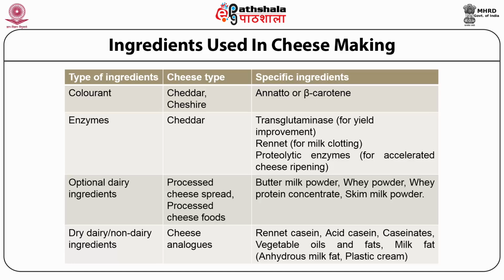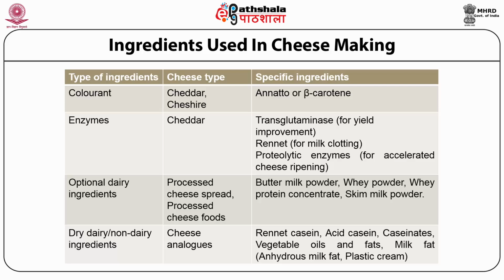In cheddar cheese preparation, we have already discussed rennet, which is used for milk clotting. Over and above rennet, we can use some proteolytic enzymes, especially for accelerated cheese ripening. You know that generally with calf rennet, the ripening period required for cheddar is around 9 to 12 months. However, if you use rennet substitutes which are more proteolytic than calf rennet, the ripening time probably decreases to around 5 to 6 months.